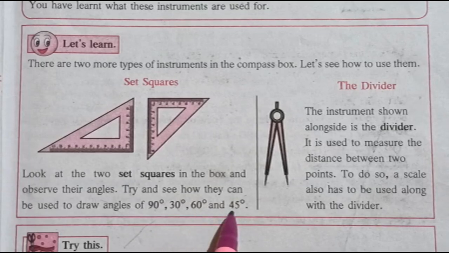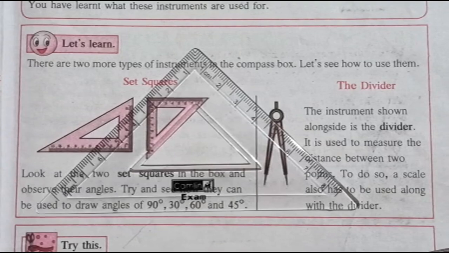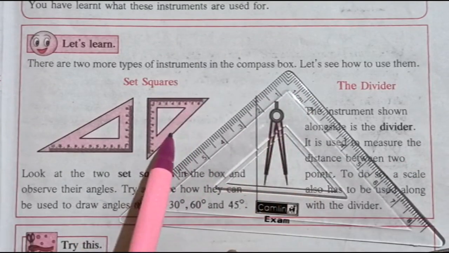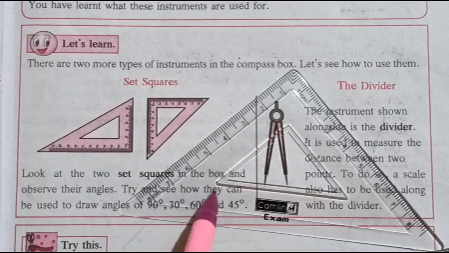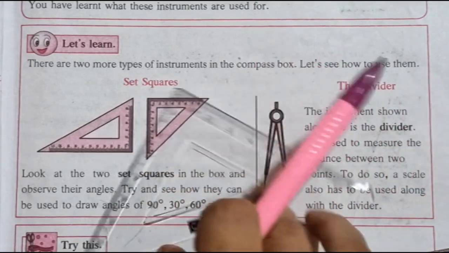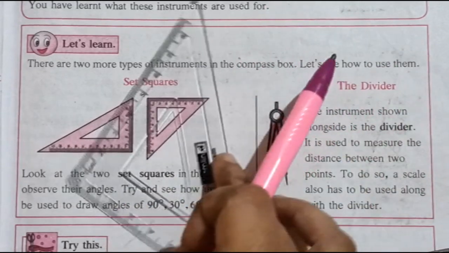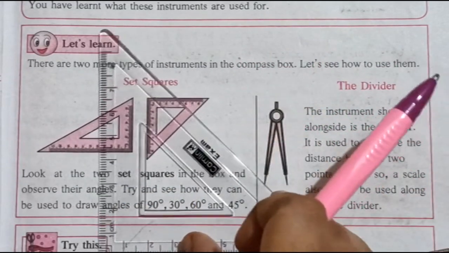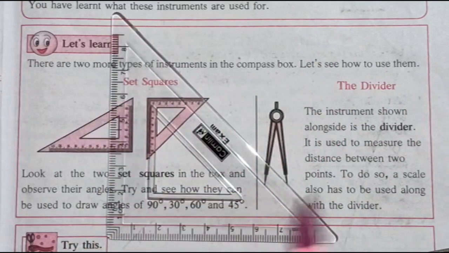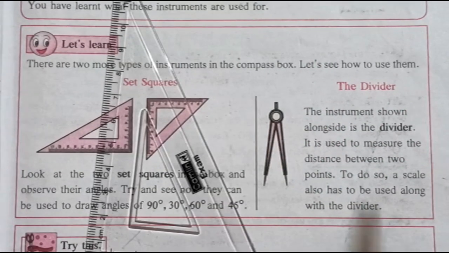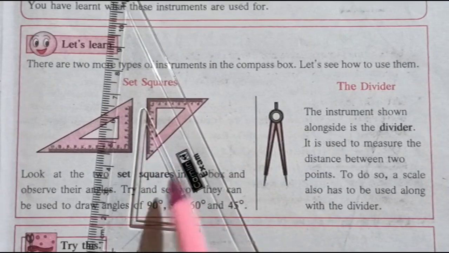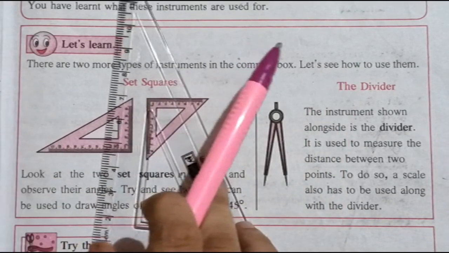Students, this is one type of set square, which is visible here. This is exactly this set square. How can you use it to draw 90 degrees? If we place it like this, it is exactly 90 degrees. You can see this is the right angle triangle formed in this set square.